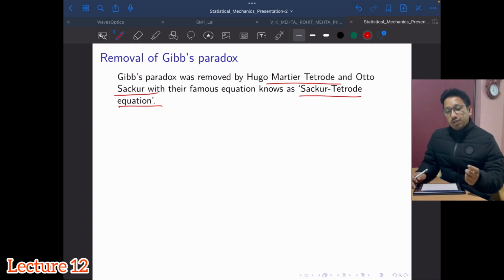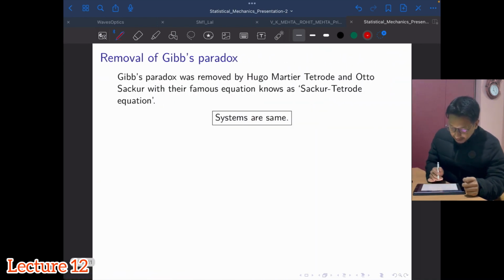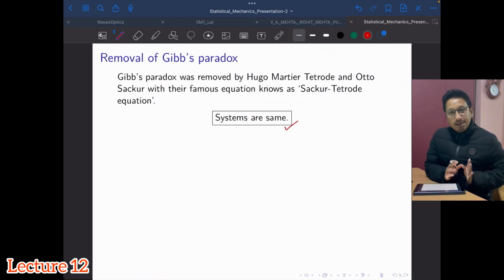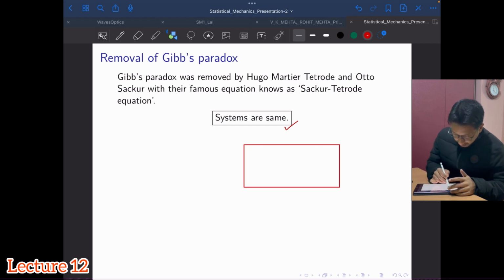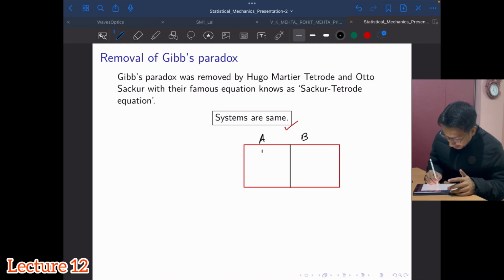So where was the hidden information that we could not catch when we were discussing Gibbs paradox? The idea there was that the systems are the same in the sense that systems A and B had similar, so to say, indistinguishable particles. Let me just draw the system here. So we had the system A and B, with N number of molecules, volume V. When you remove the partition, let's just remove the partition.